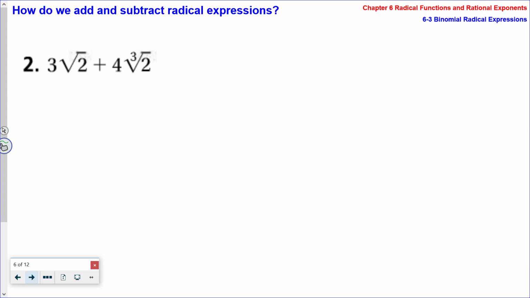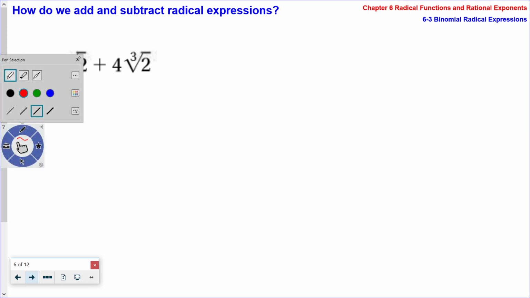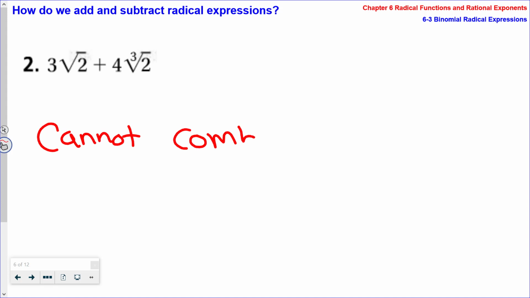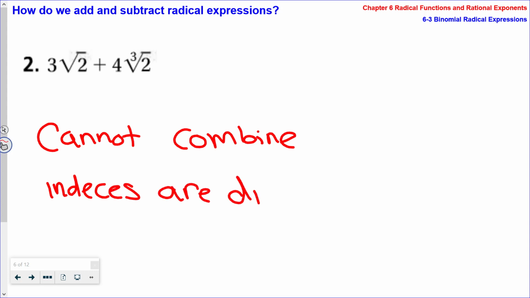What's the answer? Exactly. Anthony said we can't combine them. Can you explain why? Absolutely. Did everyone hear that? We cannot combine these two. They don't have the same index. Straightforward, yes? Next example.